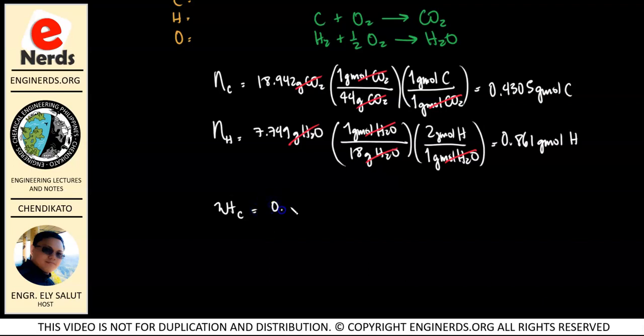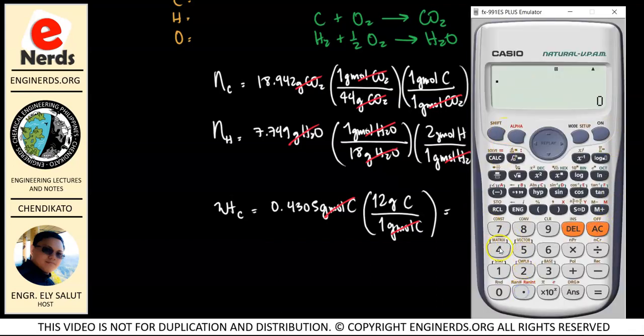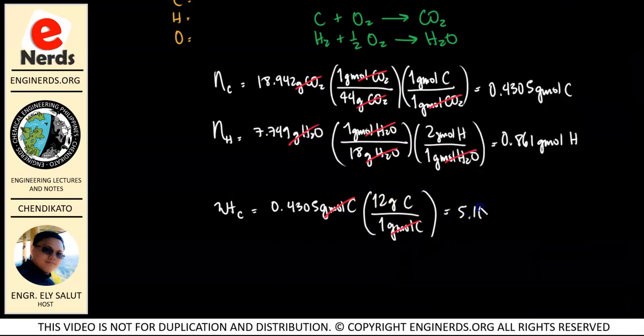We have 0.4305 gram mole of carbon. Okay, multiplied to 1 gram mole of carbon, we have 12 grams of carbon. Diba? So, ano yung magiging sagot natin dito? Our unit will be in grams of carbon. So, ilan yan? Tingnan natin ngayon. So, we have 0.4305 times 12. That means we have 5.166 grams of carbon sa ating fuel.